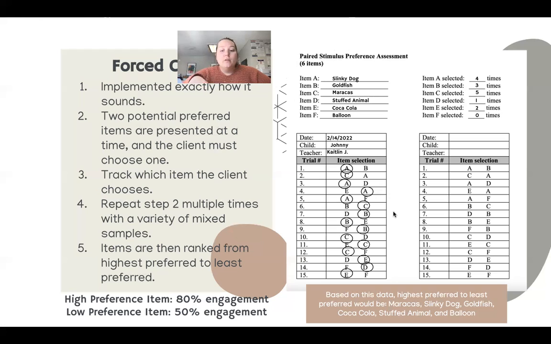So you're going to continue to do this all the way up to 15 trials. And then at the end, over here on this side, you are going to be able to count how many times the client chose the items. Based on that data, the highest preferred to least preferred for this specific client would be maracas, slinky dog, goldfish, Coca-Cola, stuffed animal, and balloon.